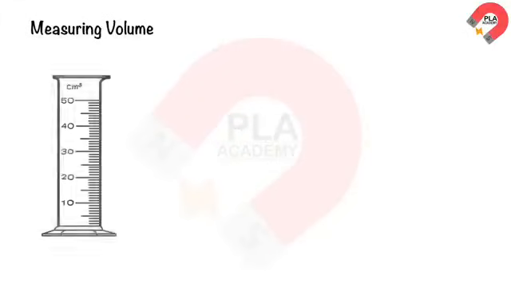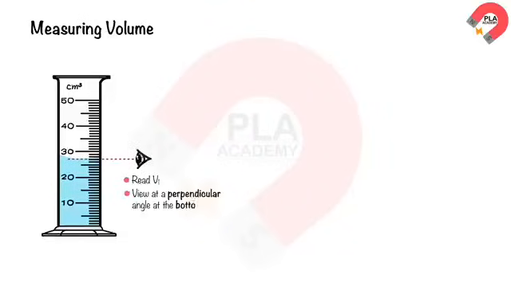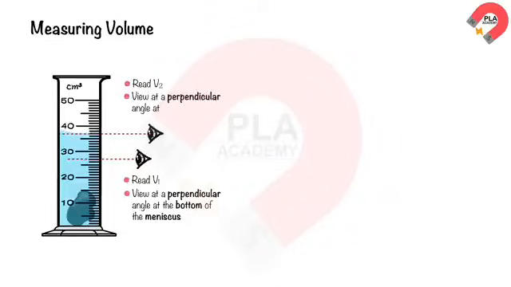Measure the volume of an object using the measuring cylinder. Fill the measuring cylinder with water. Read the initial volume, V1, by viewing the scale at a perpendicular angle at the bottom of the meniscus as shown. Carefully place the object into the water. The water level rises as shown. Read the final volume, V2, by viewing the scale at a perpendicular angle at the bottom of the meniscus.